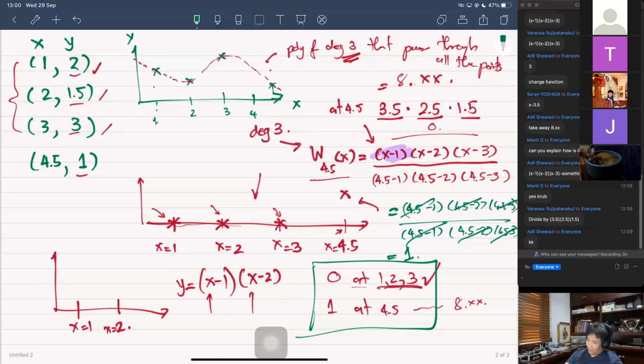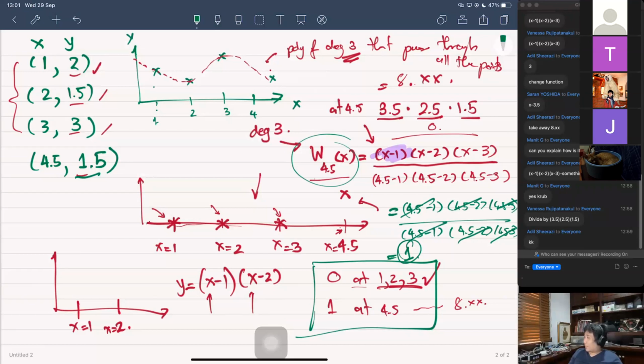Let me change the problem a little bit to make it a little bit cooler. Sorry about that. Let me change this to 1.5. Let me change the problem a little bit because I want to illustrate one point. Okay, great. Everyone is with me so far, right? That W at 4.5 now gives you exactly 1.